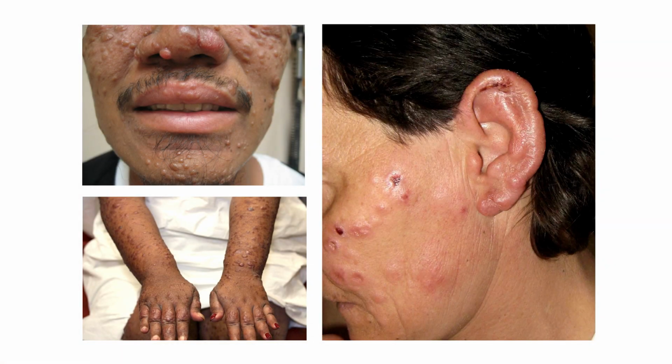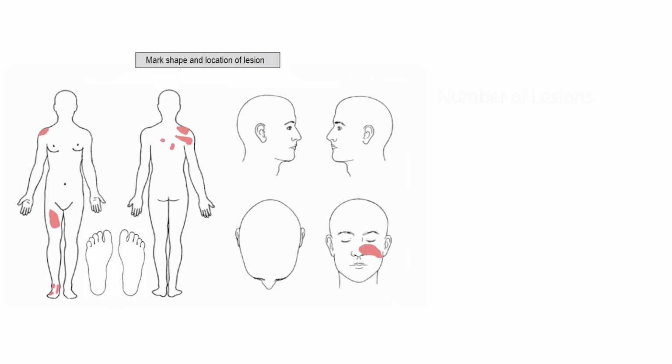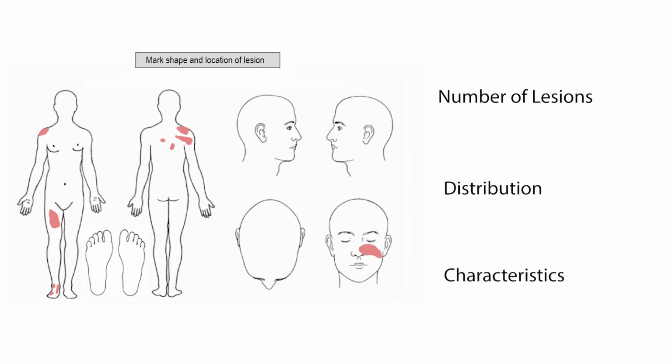In more advanced cases, nodules, thickened dermal plaques, or diffuse infiltration of the skin may be seen, sometimes giving the skin a shiny or swollen look. The examiner should carefully assess the number, distribution, and characteristics of lesions, as these findings help distinguish between paucibacillary and multibacillary forms of leprosy.